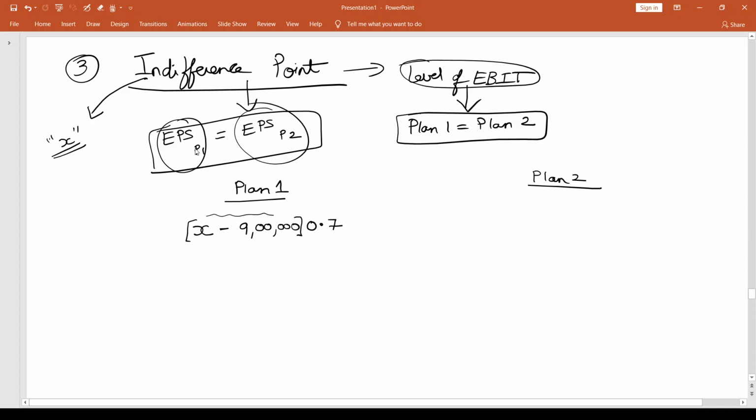No question of preference dividend. So this amount is directly available to all my shareholders, and I know here I have 4 lakhs of shares. So if I divide this, this is the EPS of plan 1.